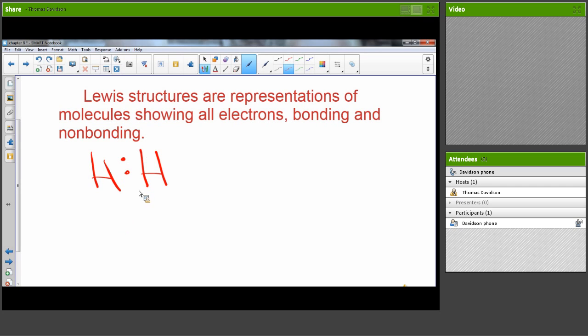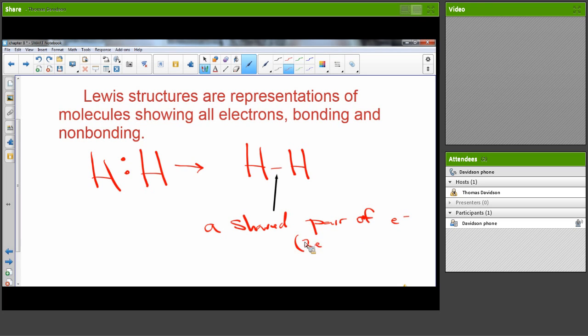Okay? Now, when you share electrons, you don't really even draw it as two dots. You put H, a line, and H. And you must, from now on and forever, realize that a line between two things represents a shared pair of electrons. So one line really means how many electrons? 2 electrons. You okay with that? Okay, so we connect things with lines to indicate the formation of a bond.